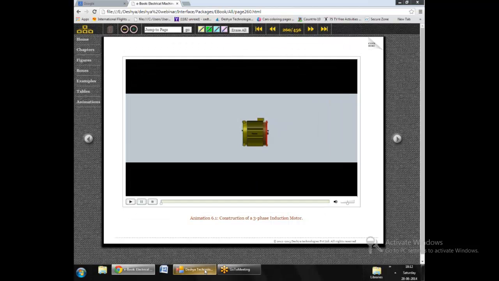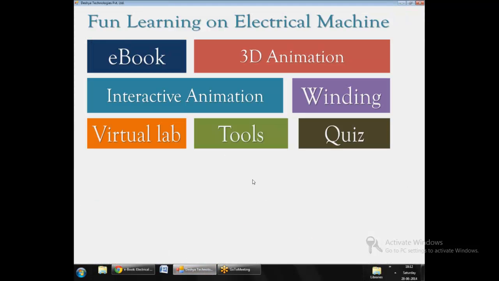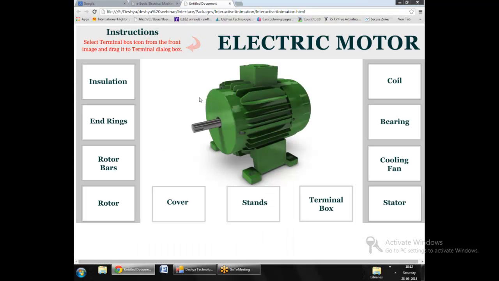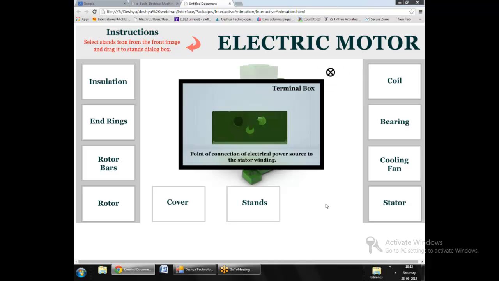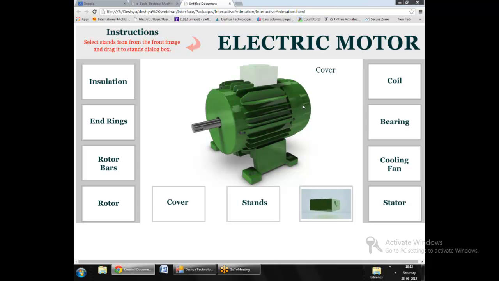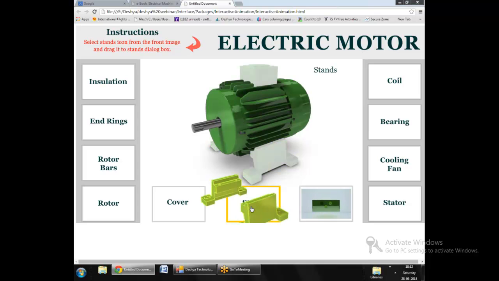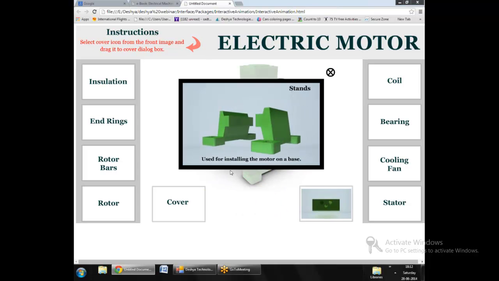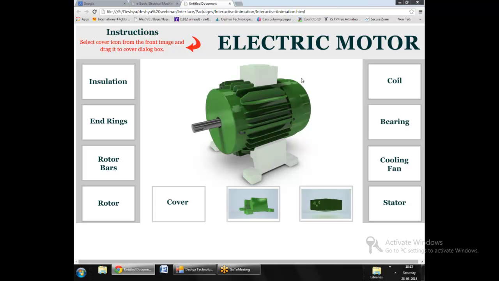Now, after having understood the construction of the machine, it's quite interesting to play with various components of the machine, and this is enabled by this interactive 3D animation. Here on the top left corner we see the terminal box, and we place that here in position, and one can see in detail what the terminal box looks like and what its function is. Then we come to the next part, which is the stand, and these stands are placed over here, and one can see in detail the function of the stand and what it is made of.